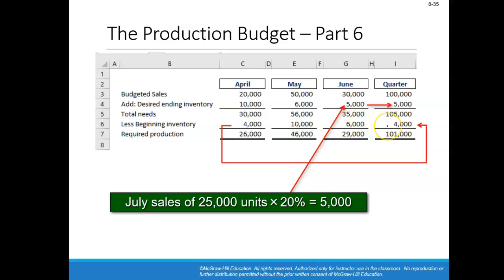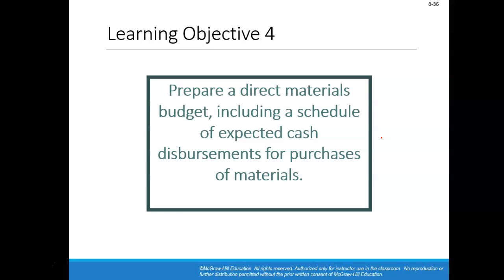So subtract the 4,000 we already have available from what is needed. We're going to produce in the quarter 101,000 units. If you add these amounts from April, May, and June, the 26,000 plus the 46,000 plus the 29,000, they will total the 101,000 units. So for the second quarter, we're planning to produce a total of 101,000 units.